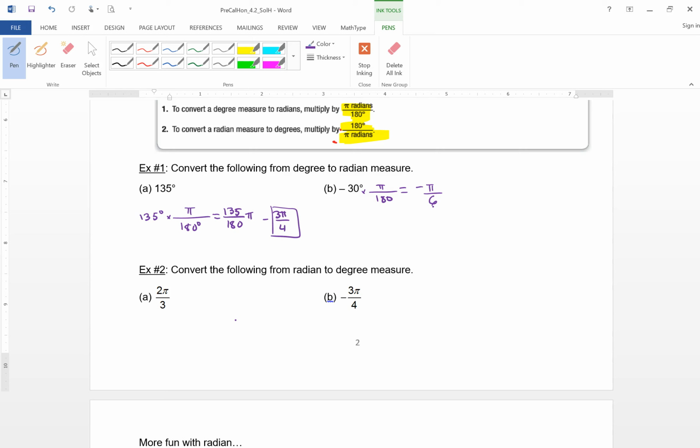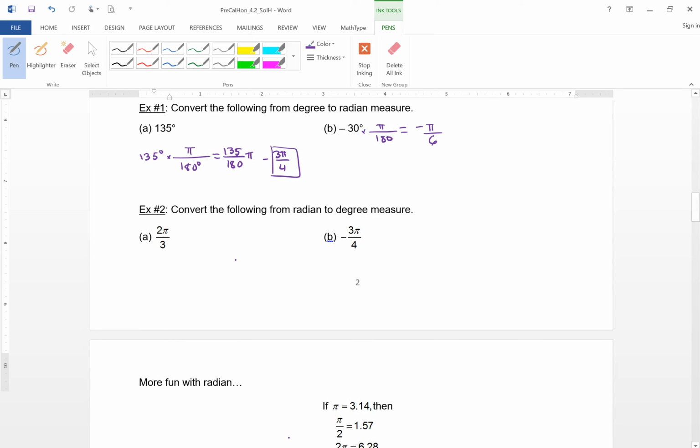All right. Now we're going to go the other way. So times 180 over pi, because if pi is up there, it needs to be down here. 2 times 180 divided by 3: 180 divided by 3 is 60, times 2 is 120. Then times 180 over pi, this is negative 135 degrees.